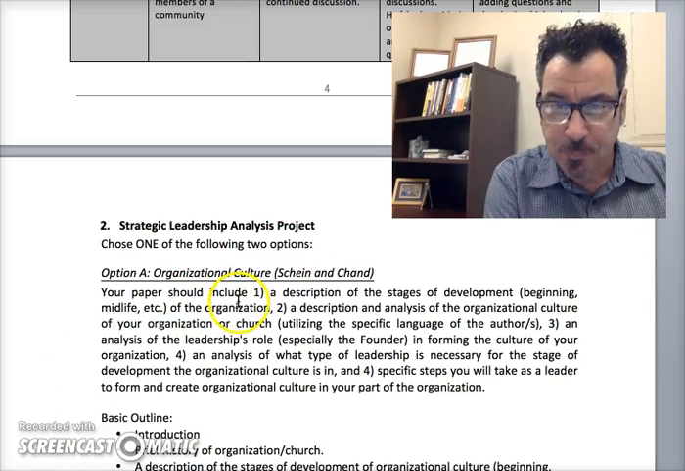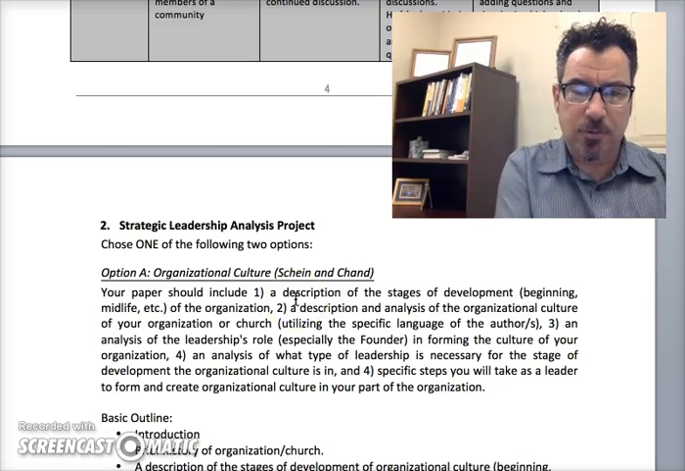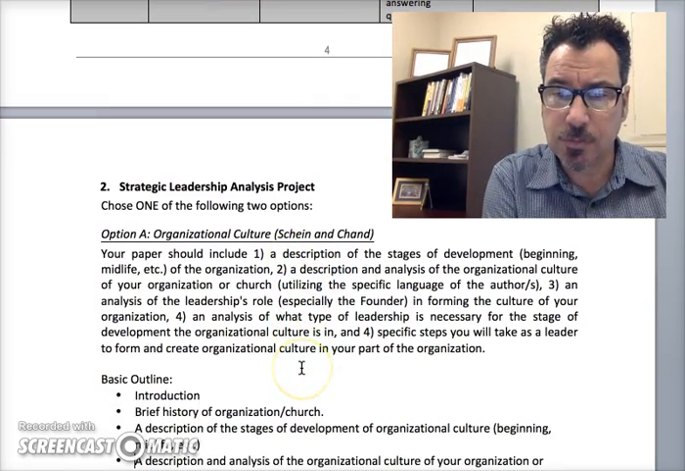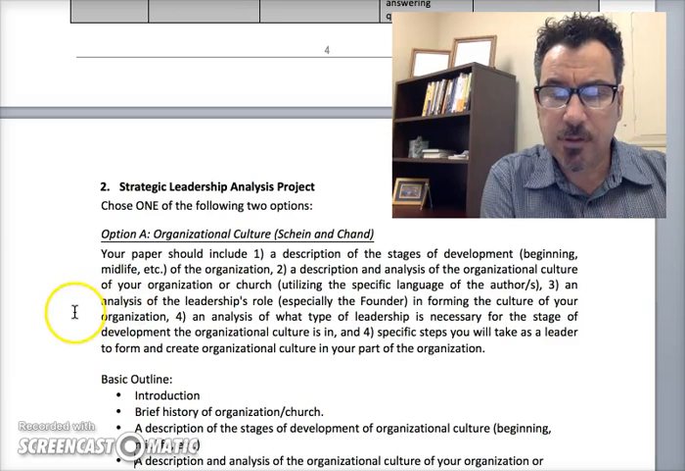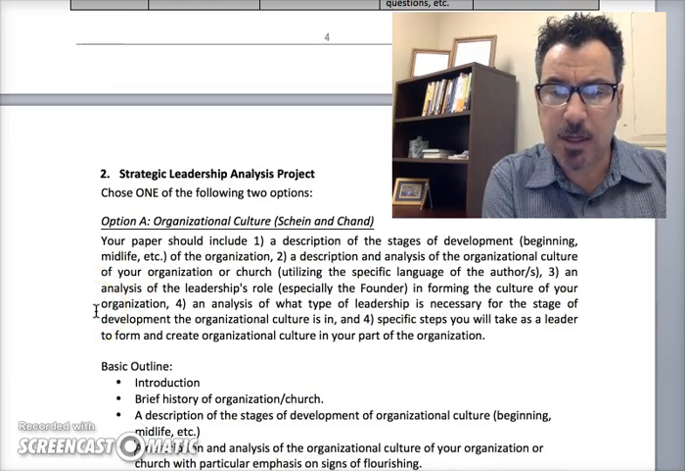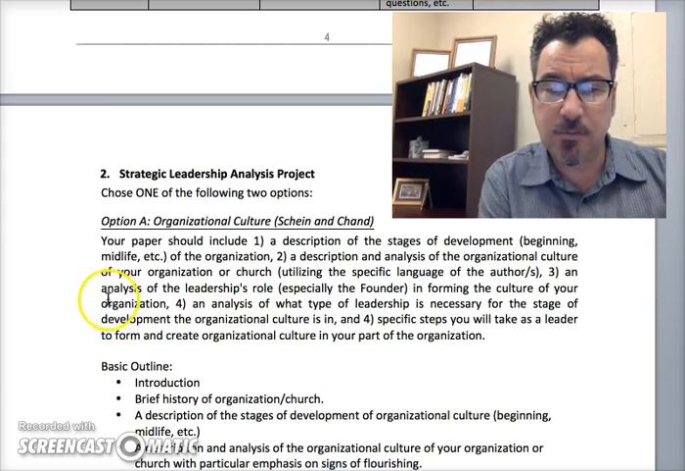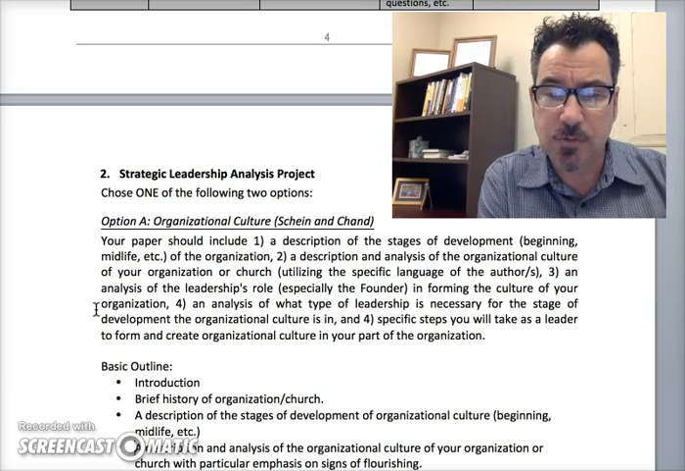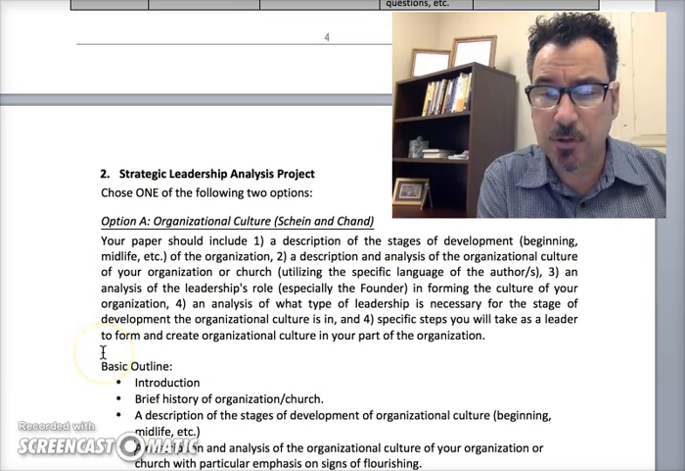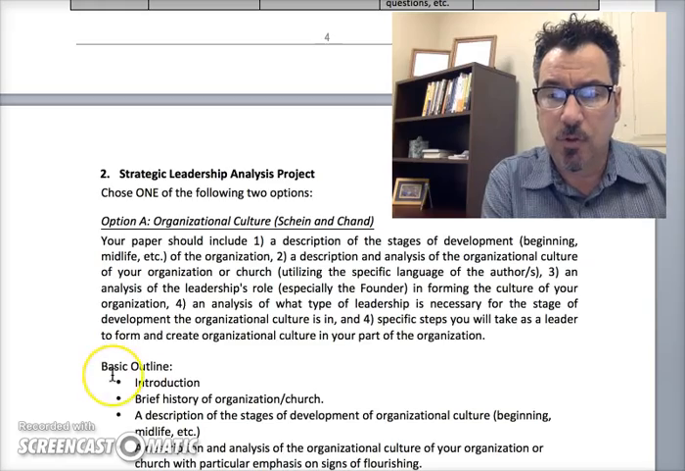Okay, so you're going to describe and analyze the culture of your organization or church, and include an analysis of leadership's role, especially the founder, in forming the culture of your organization. Then an analysis of what type of leadership is necessary for the stage of development in the organizational culture, and specific steps you will take as a leader to form and create organizational culture in your part of the organization.